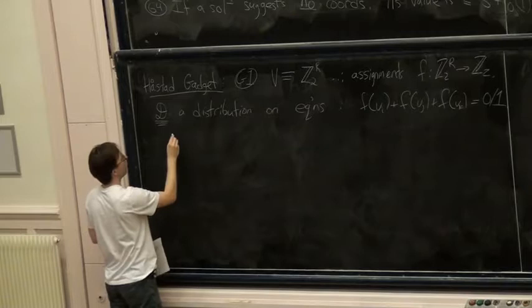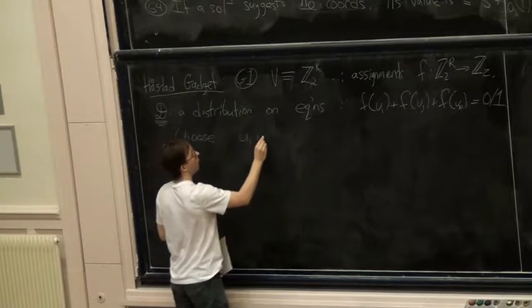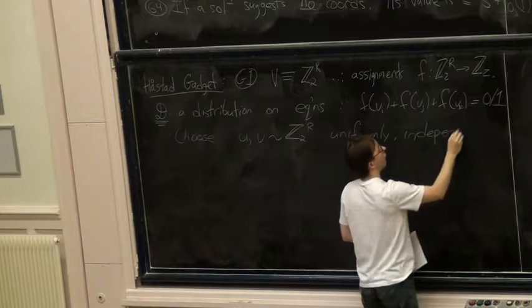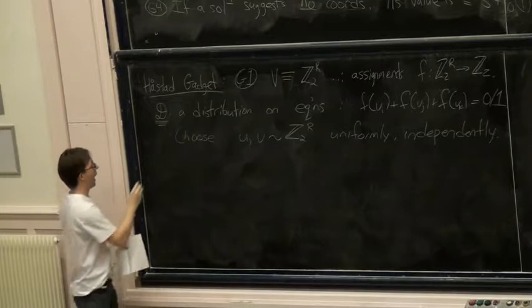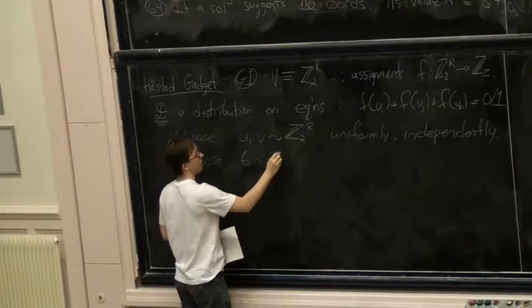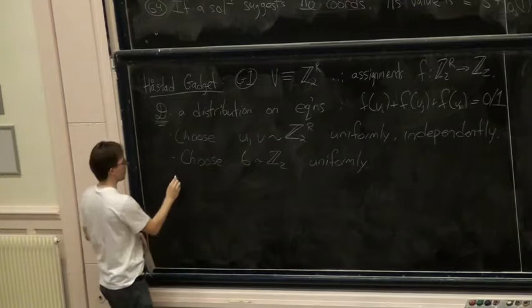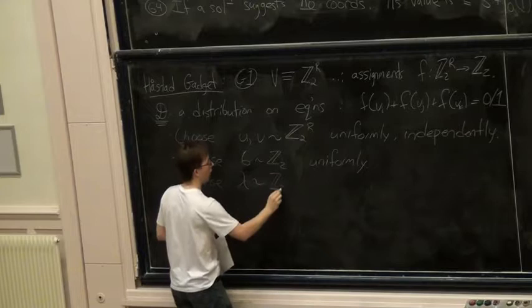So you will choose u and v from Z_2^r uniformly and independently at random. Next, you will choose b from just Z_2, uniformly: 0, 1 with probability 50% each. Next, you'll choose lambda in Z_2^r, not uniformly. Instead, you'll choose it from a delta-bias distribution.